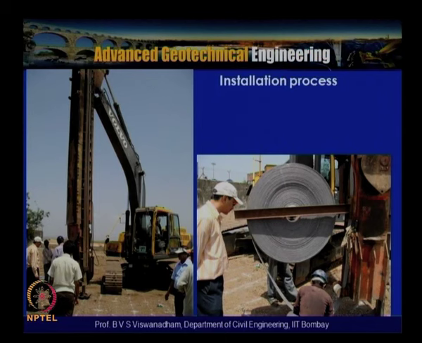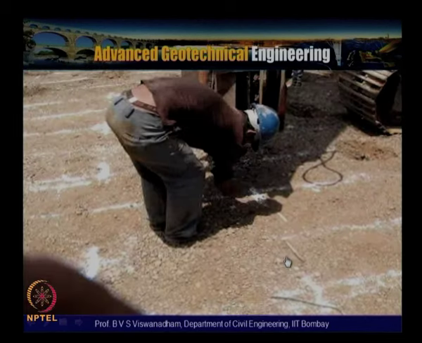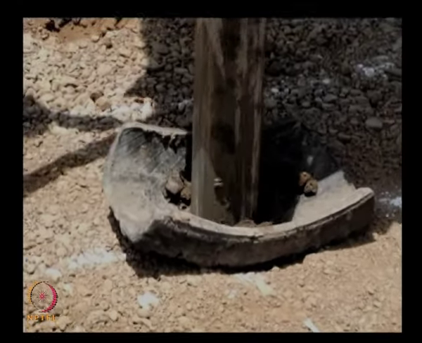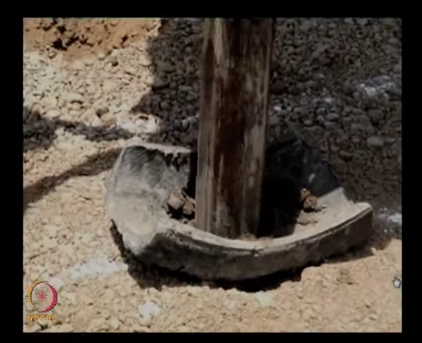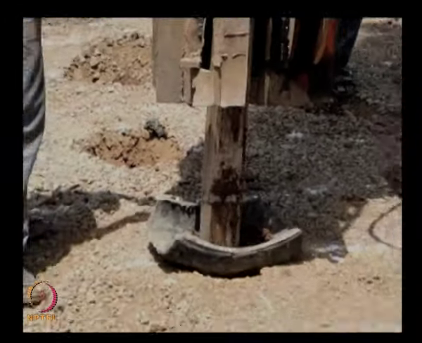Before that, PVDs of an appropriate variety were selected, and this is a PVD roll which is being inserted. So we will look into the installation, how it happens in the field. Here you can see the softness of the clay, this is the drainage blanket, and the mandrel is being driven into the ground.